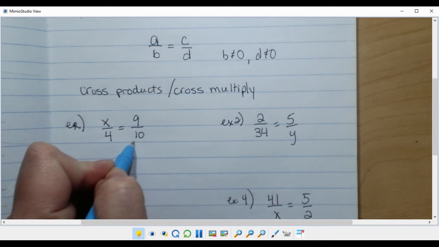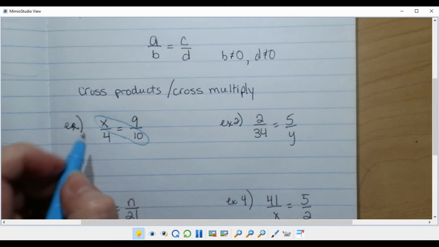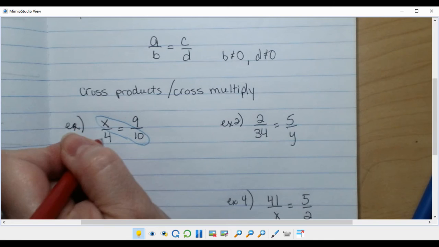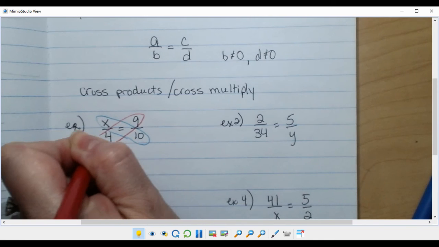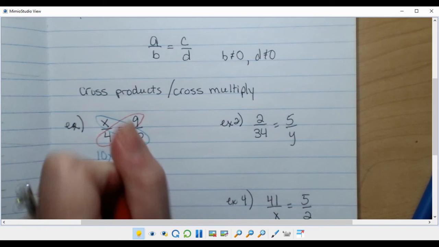All right, so pick a diagonal. It doesn't really matter which one you start with. Let's say we pick that one. So that's going to be 10 times x, right? Because cross multiplication makes me think that I'm going to multiply. And then we're going to do the other diagonal. I'm doing these in colors for the first few, just so that you see what is coming from what. So 4 times 9 is 36.